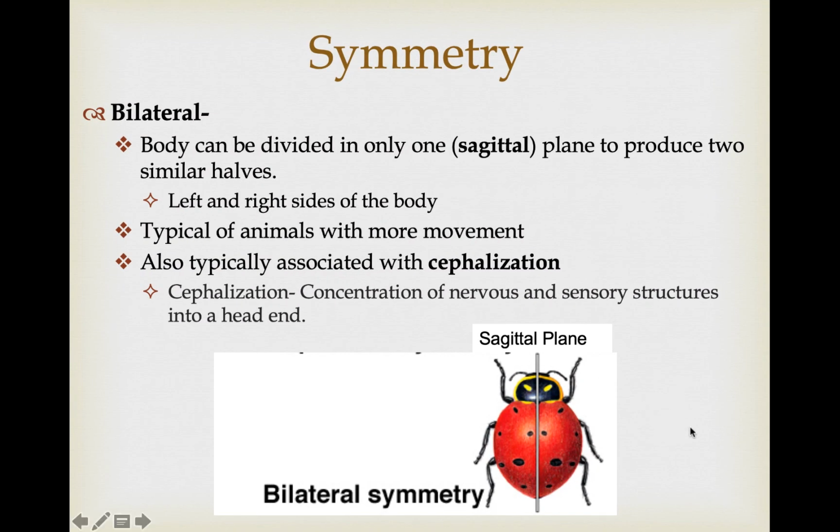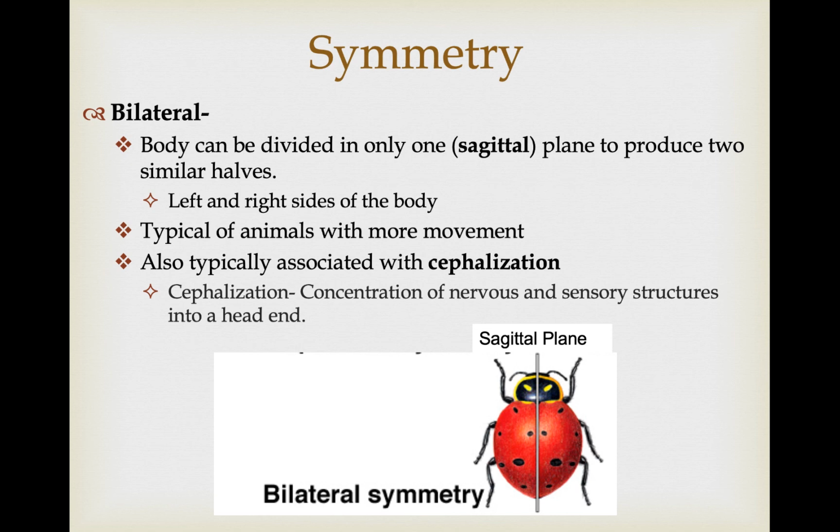But most animals are what we can call bilaterally symmetrical. Their body can only be divided in one plane, which we call the sagittal plane, to produce two similar halves. So this ladybird beetle here, this sagittal plane is the only way that you can cut it in half and get a left side and a right side that are mirror images. In fact, bilaterally symmetrical animals are the only ones that make sense to refer to a left side and a right side. Now, bilaterally symmetrical animals behave very differently from radial or biradially symmetrical animals typically.